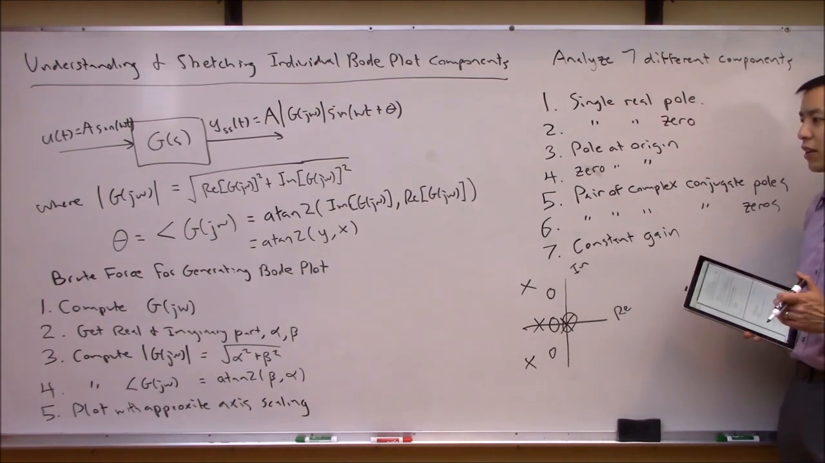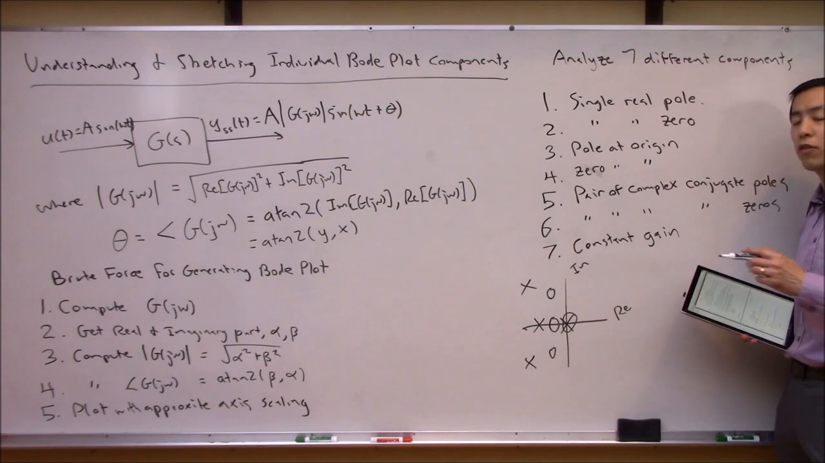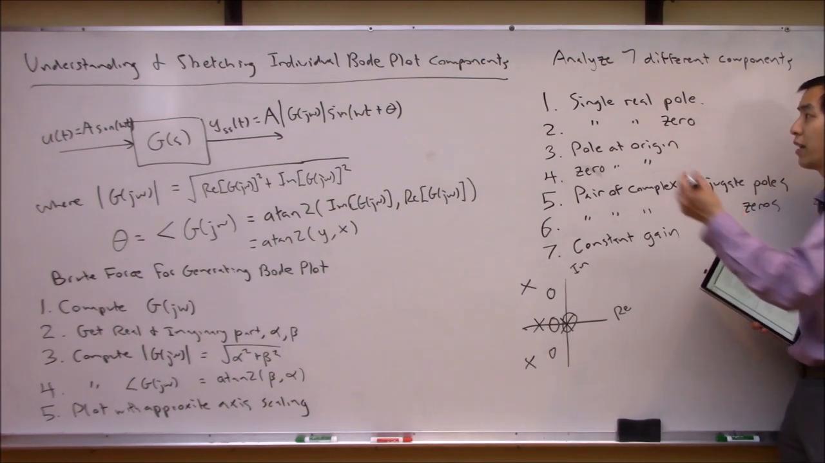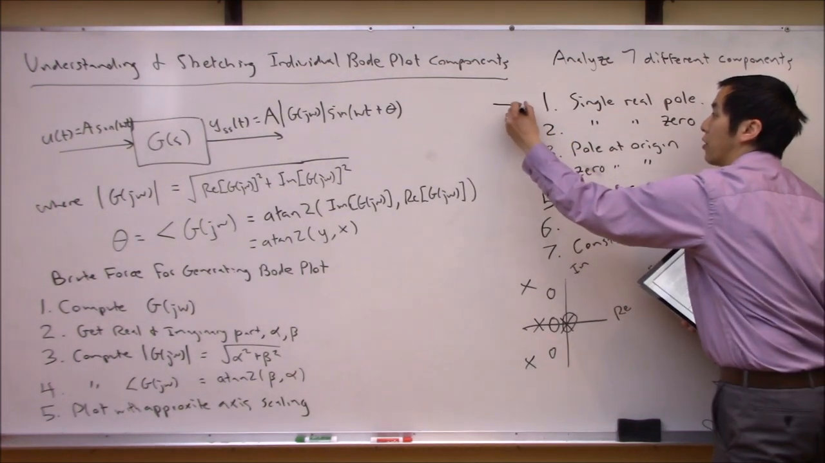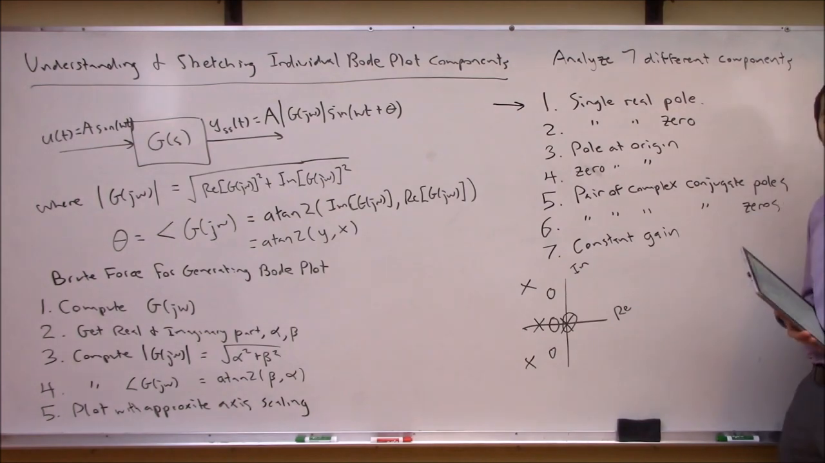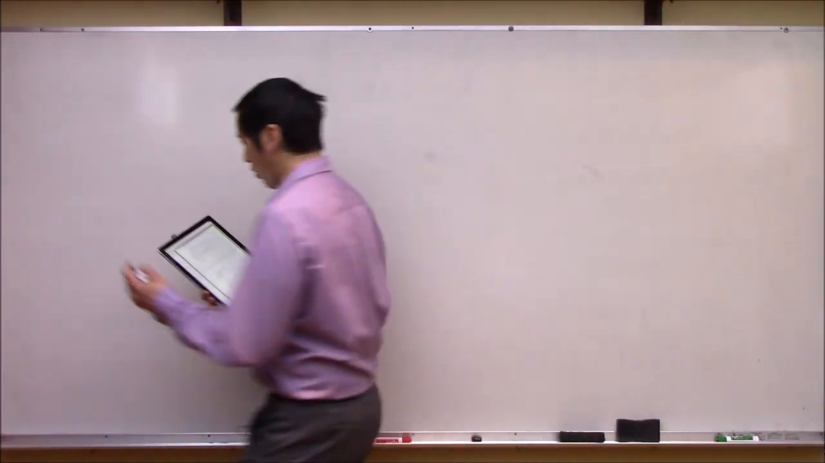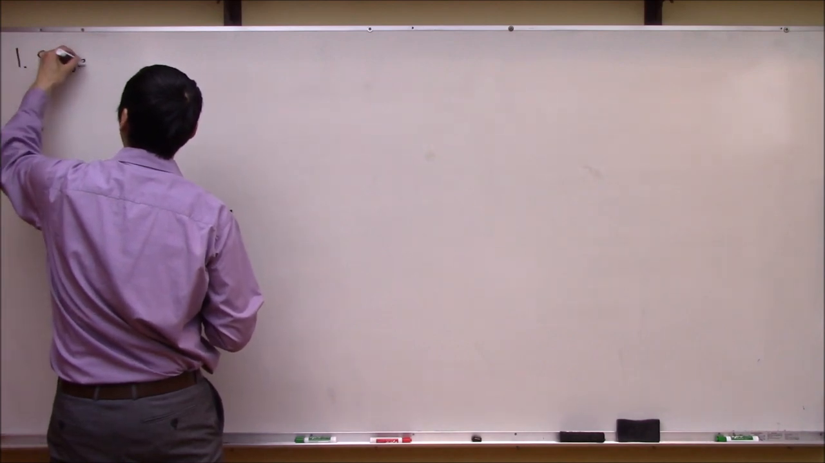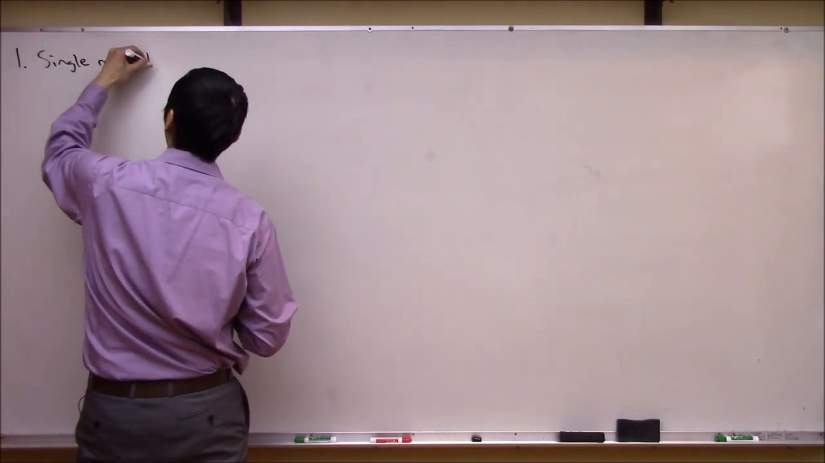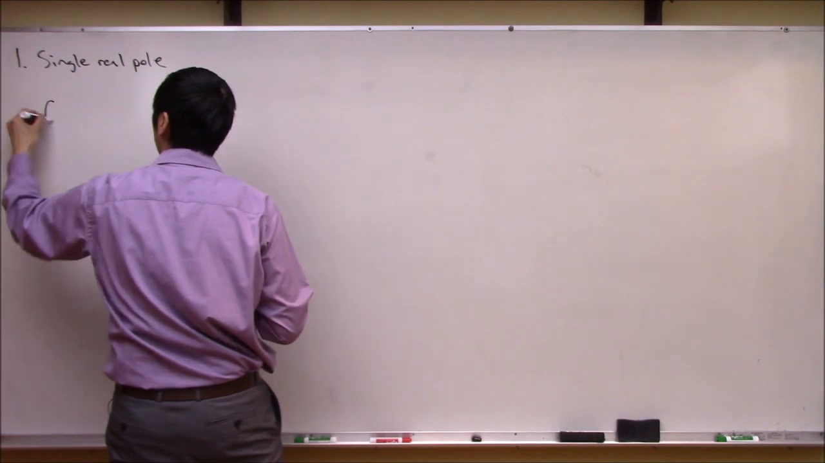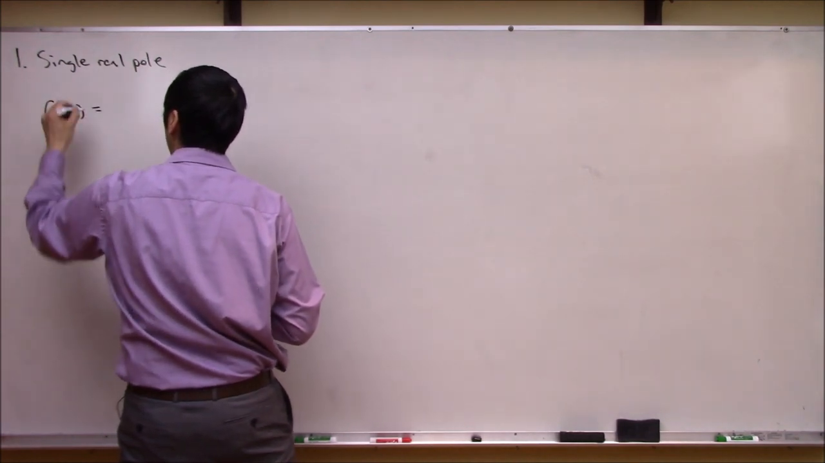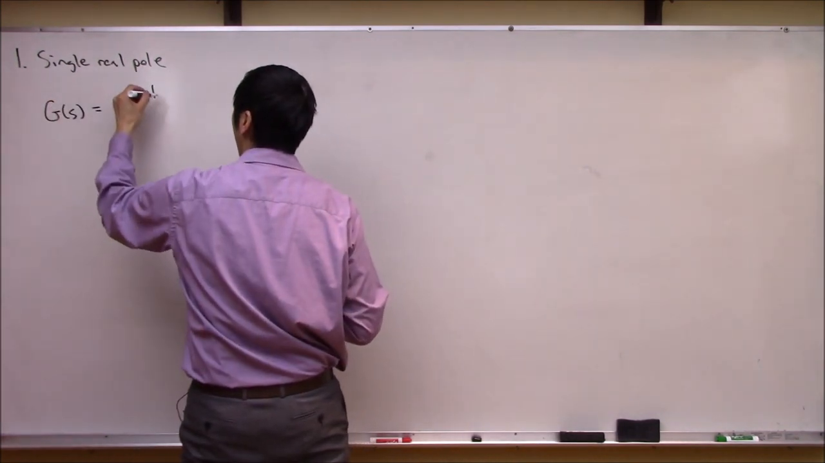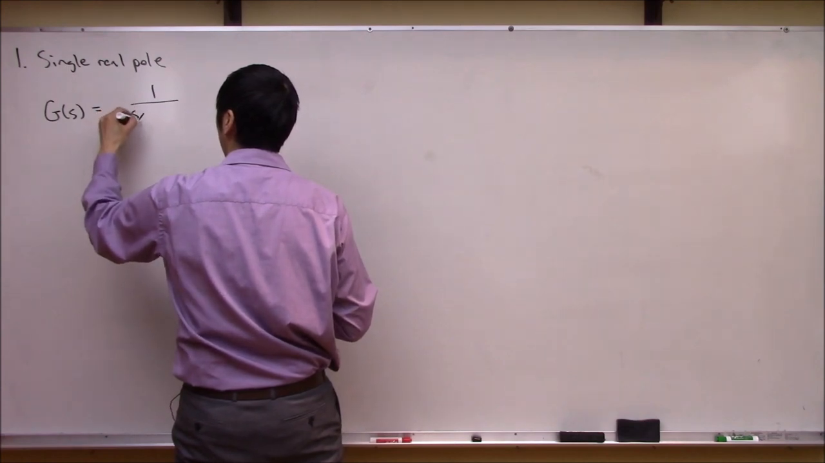So if that sounds like a ton of fun, give me a moment, I'll erase the board, and we'll tackle our first item on the list and investigate a single real pole. All right, let's look at the first component, which is a single real pole. Let's consider a transfer function which is made up of a single real pole, nothing else. So I'm going to write it like this.